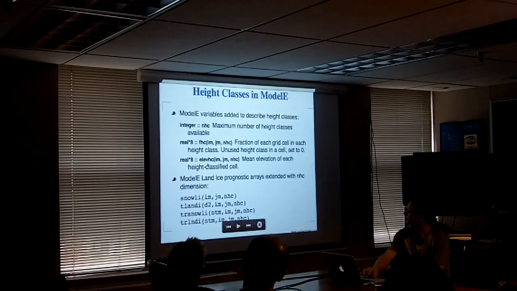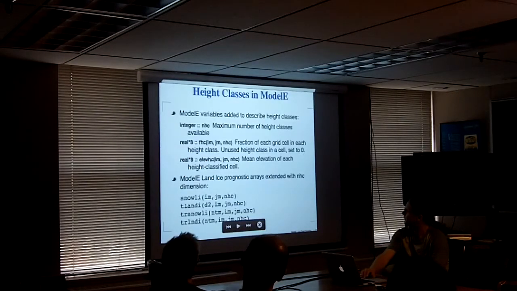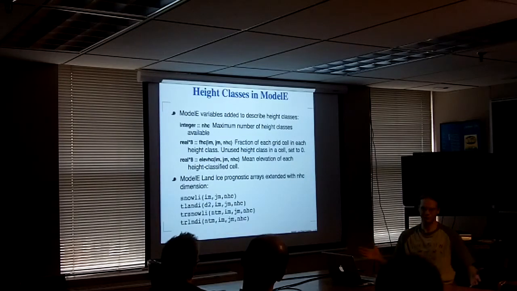And then this can also change: the mean elevation of each height classified cell. This grid cell might have a mean elevation of 300 meters, whereas the different height classified portions of it, this one's 53, and that one's 125, and that one's 262, and so on. So we have created this new grid with a whole bunch more grid cells, and we have to tell ModelE what the elevation is in each of them.